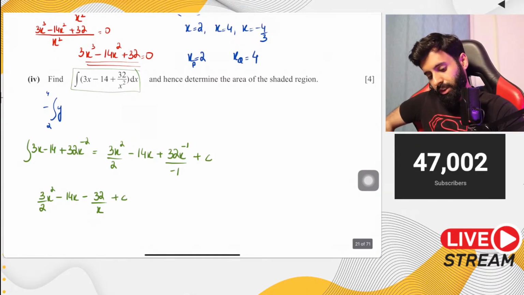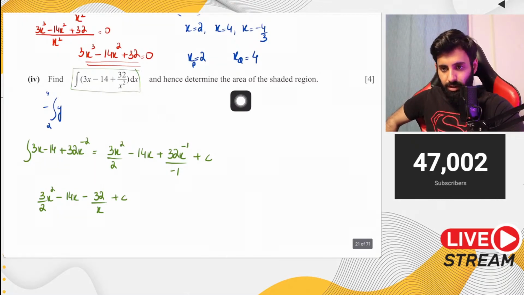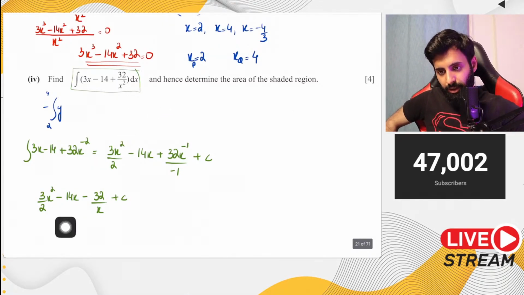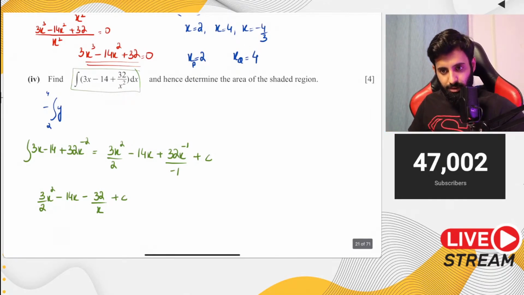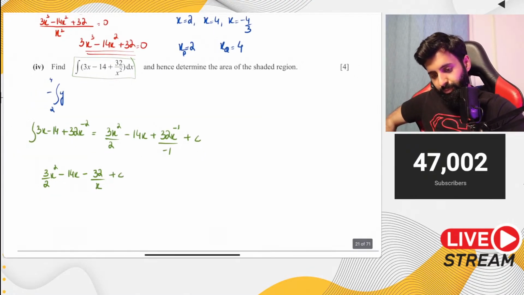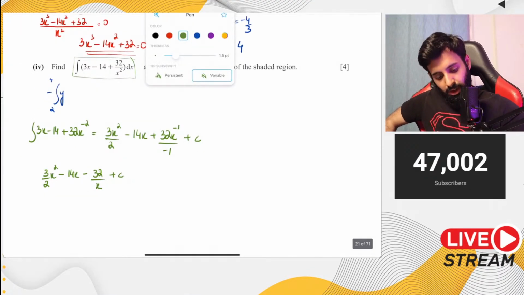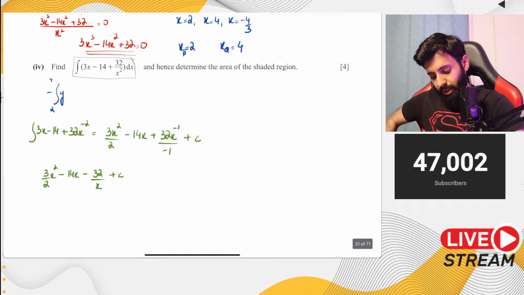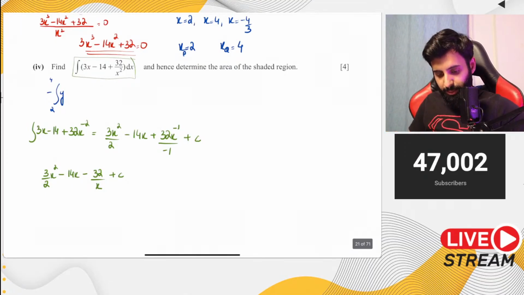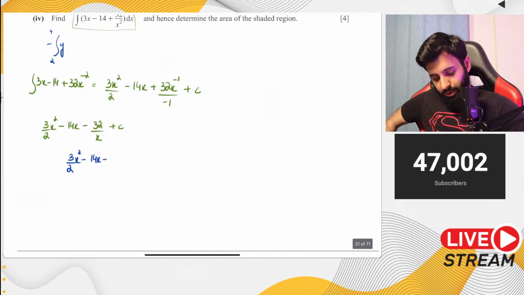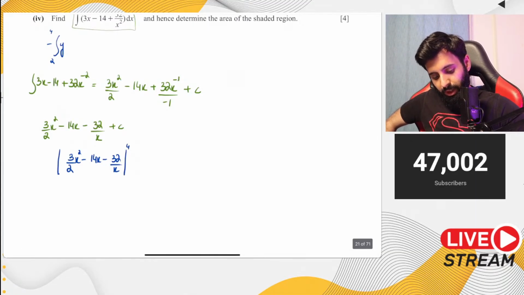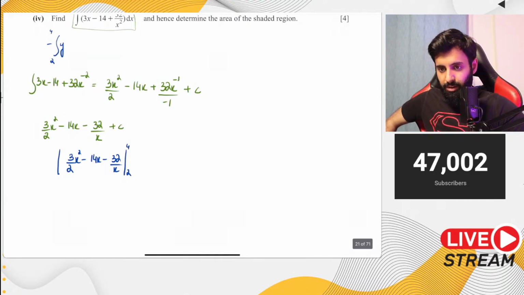Read the question. It says find this and hence determine the area of the shaded region. So at the moment, I've only found the integral. Now when I plug in the limits, that is how I will get the area of the shaded region. So let's plug in the limits and see what we get. When we are plugging in the limits, we're not going to consider the plus c. So 3 upon 2 x square minus 14x minus 32 upon x within the limits 4 and 2. And in the end, don't forget to multiply your answer by minus.